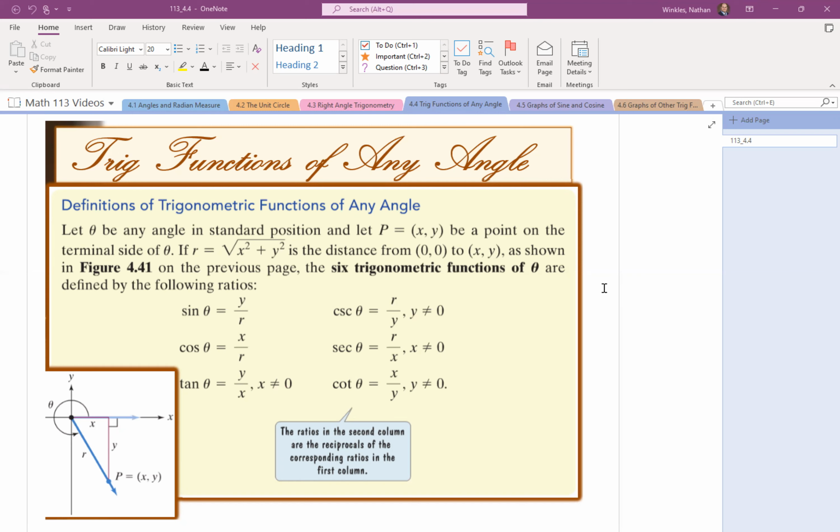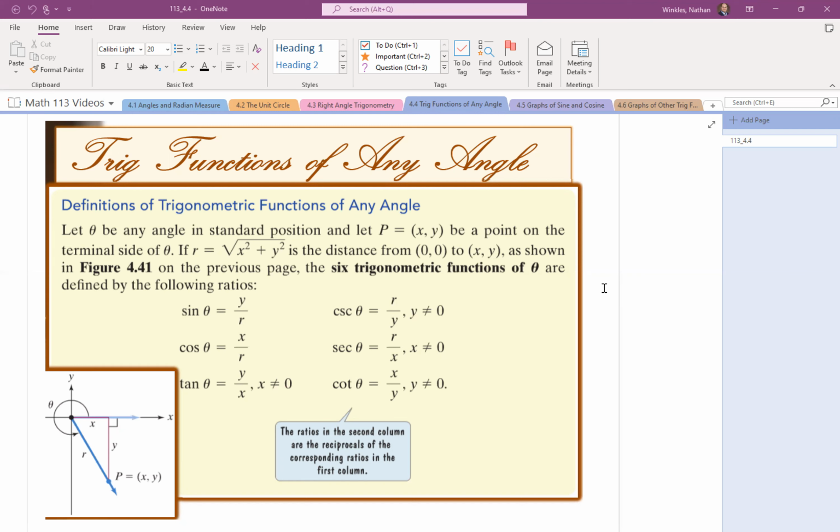The second column is just the reciprocals of the first column. So cosecant of theta is equal to r over y, where y is not equal to 0. Secant of theta is equal to r over x, where x is not equal to 0. And cotangent of theta is equal to x over y, as long as y is not equal to 0.